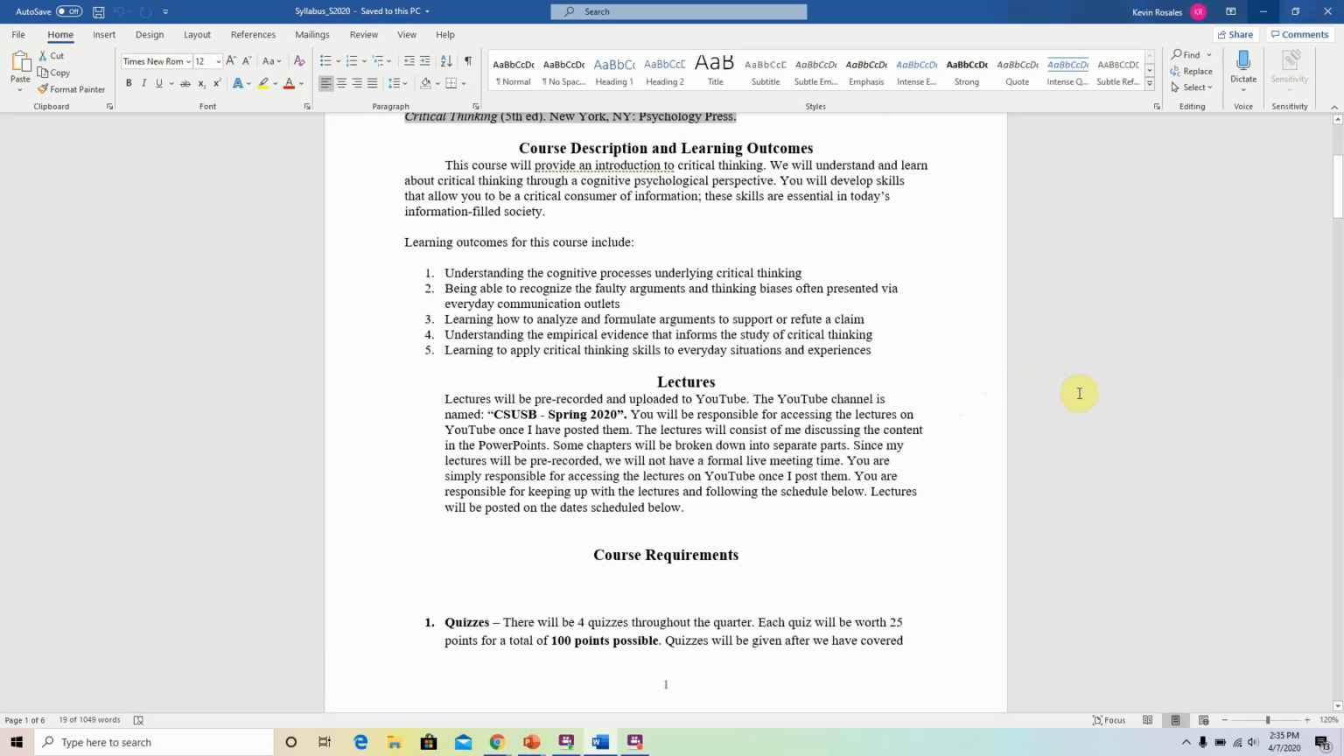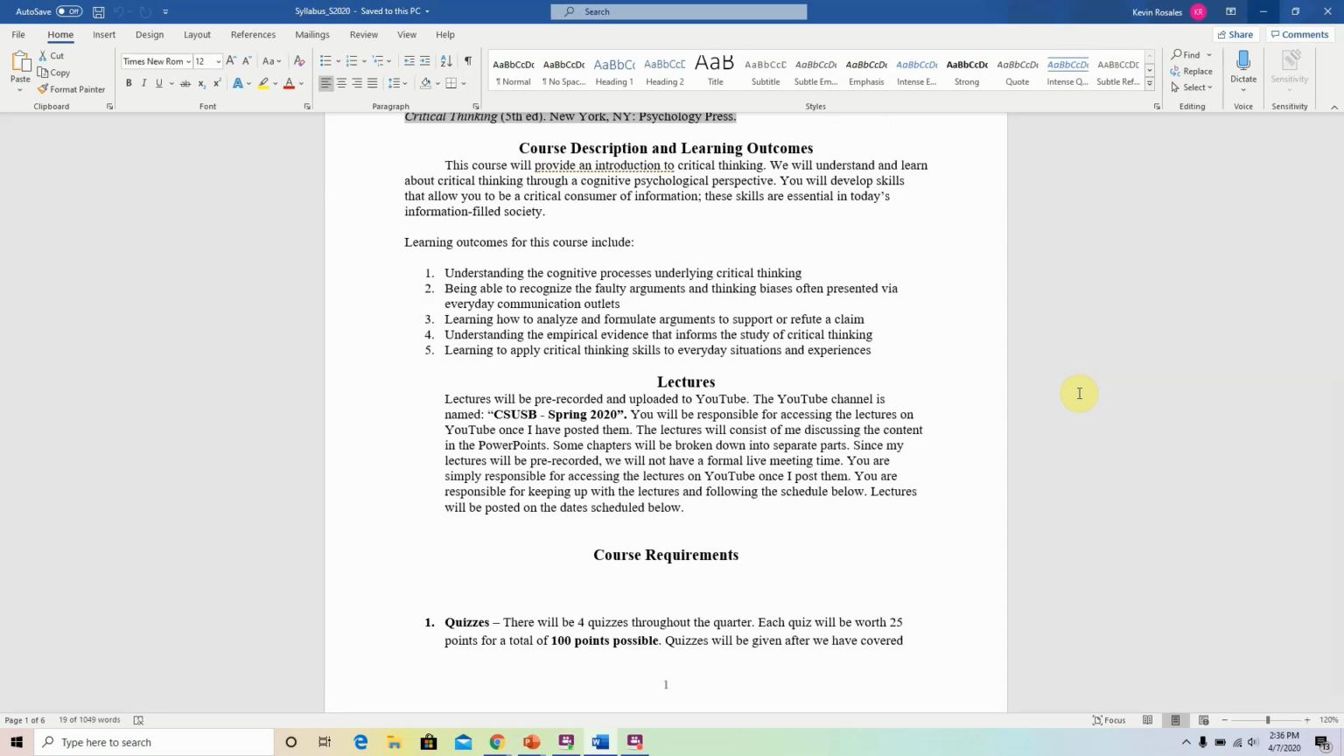Right, moving on. The course is designed to introduce you to the field of critical thinking. We're going to look at critical thinking through a cognitive psychological perspective to understand how critical thinking works, how we can define it, how it relates to our everyday lives, and so on and so forth.